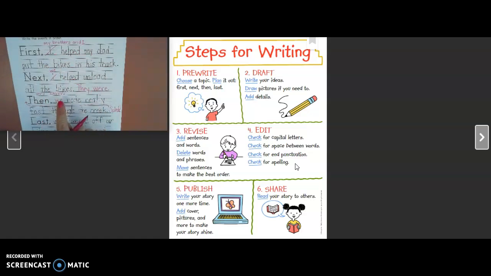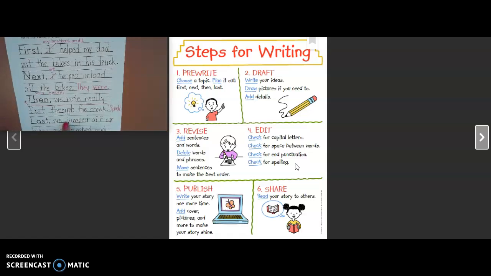Now my writing looks a little bit messy, doesn't it? You know what? That's okay. This is your draft, and your draft is your first writing. We're going to write this all over again in our best handwriting. We're going to make sure that we put spaces between our words. We're going to make sure that we have ending punctuation and make sure that this story looks fantastic. That's going to be tomorrow's lesson.